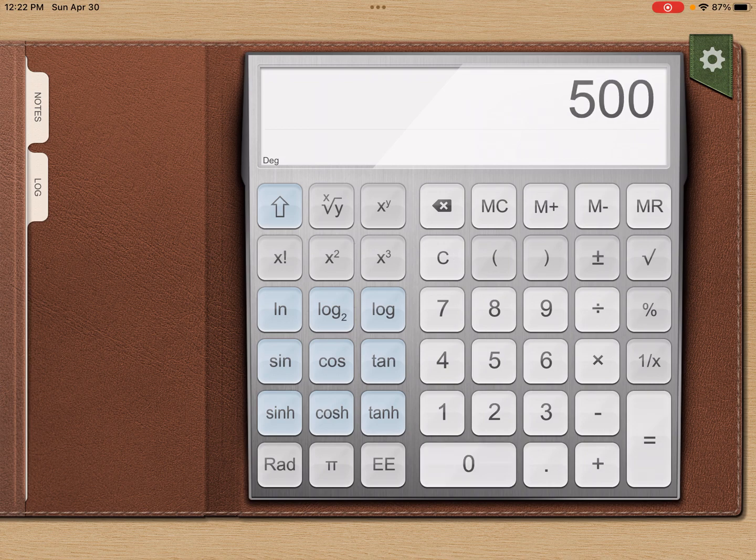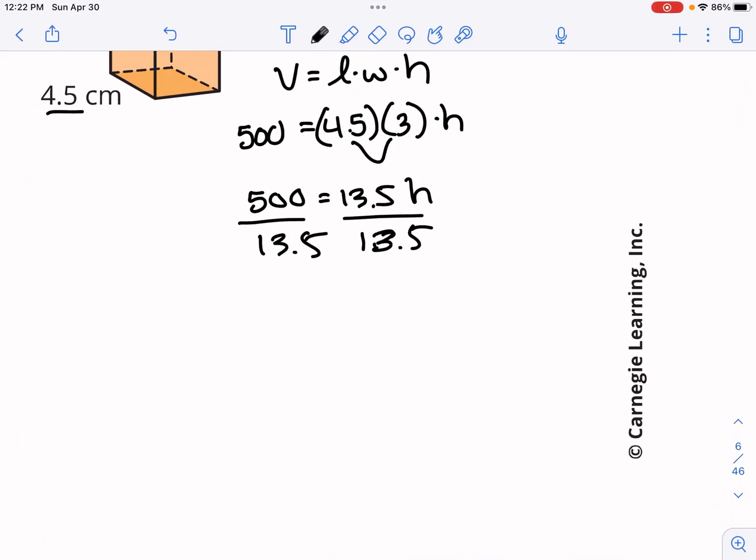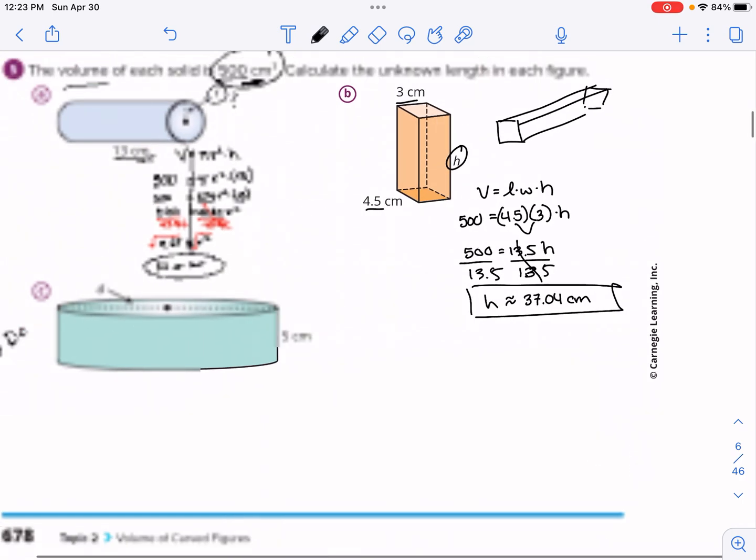500 divided by 13.5. So 37.03, we'll round this to that 3 to a 4, since that 7 in the thousandths place is bigger than 5. And since we do have to round, we're going to put approximately equal to. I'm going to put the height, h, over here on this side, is approximately 37.04, and this is centimeters. Okay. All right, I'll leave the last one for you. Let me know if you'd like for me to check.